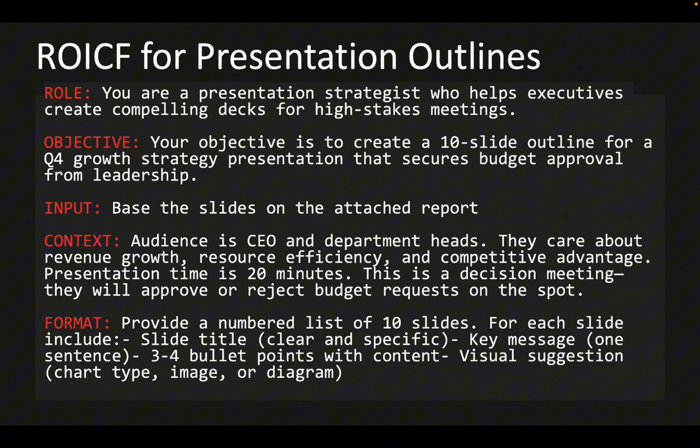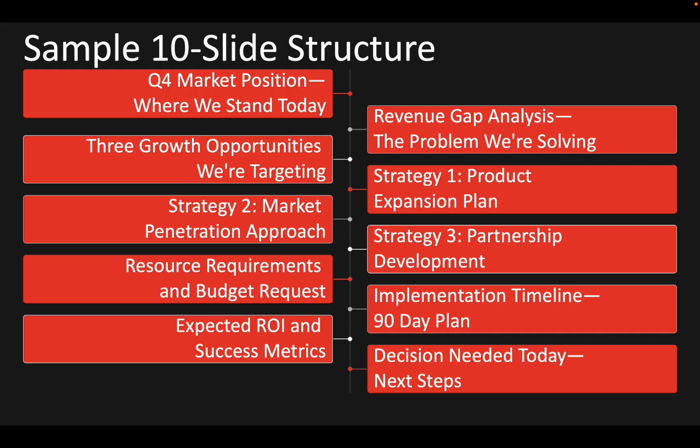Here's what the ROICF looks like for presentation outlines. So again, pause the screen so you can copy this prompt word for word. So once we copy it into the prompt window, you will get this simple 10-slide structure. Each slide has a specific title, a clear message, 3 to 4 bullet points, and a visual suggestion. This structure makes sense. It has a logical flow and a clear progression.